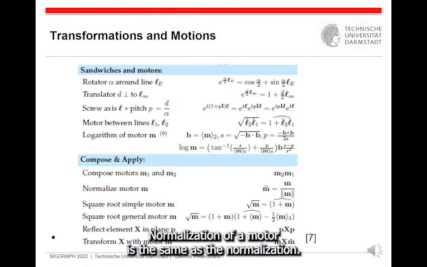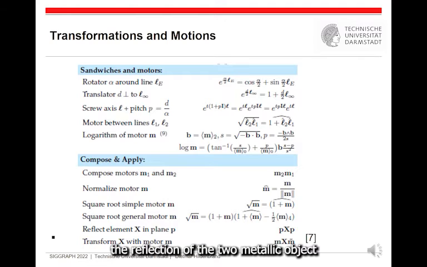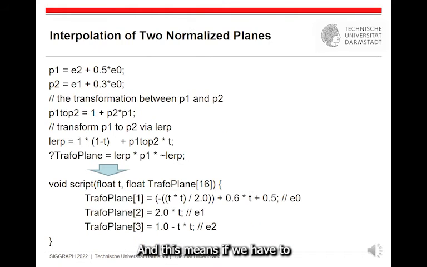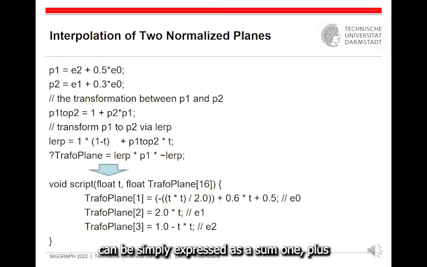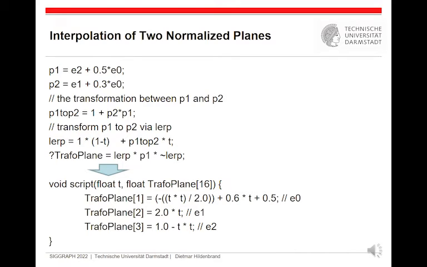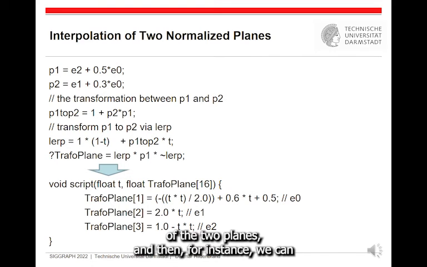Normalization of a motor is the same as the normalization, for instance, of a line. The reflection of a geometric object X in plane P can be simply expressed as a sandwich product P times X times P, and a general transformation of an object X with motor M can be expressed as M times X times the reverse of M. This means if we have two normalized planes, the transformation between these two planes can be simply expressed as the sum 1 plus the geometric product of the two planes.